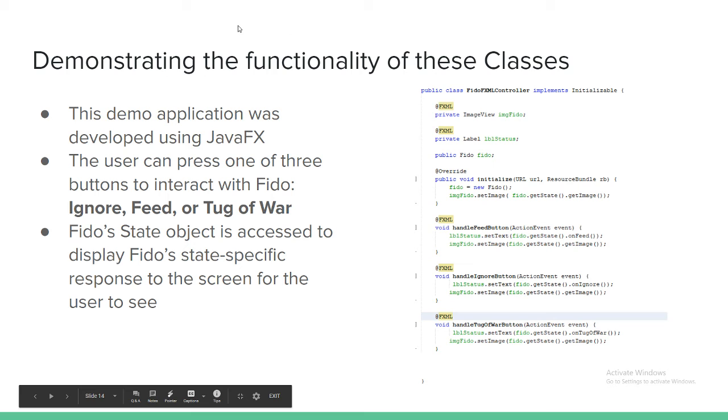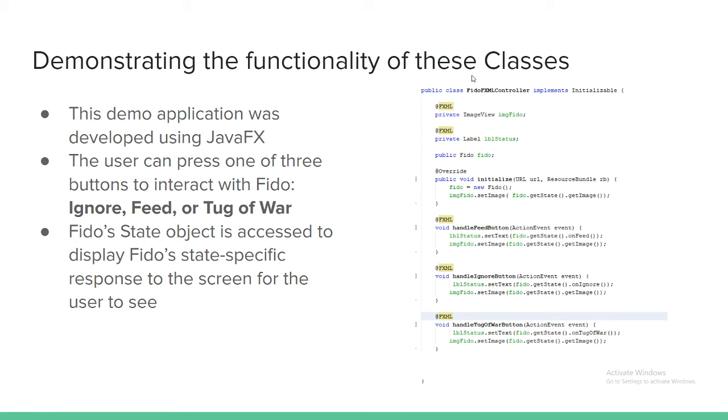So now let's demonstrate the functionality of these classes. So this demo application was developed using Java FX and an FXML controller. The user can press one of three buttons to interact with Fido: ignore, feed, or tug of war. Fido's state object is accessed to display Fido's state-specific response to the screen for the user to see. I'll just walk you through the code really quickly.